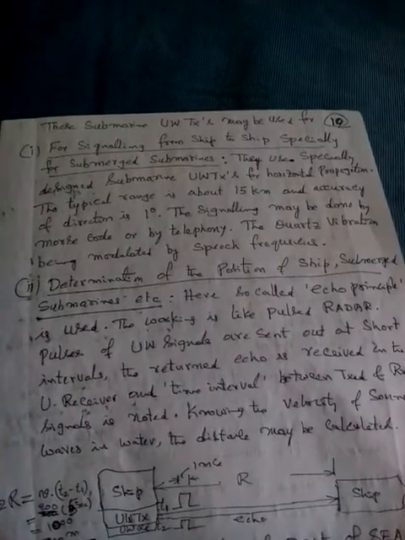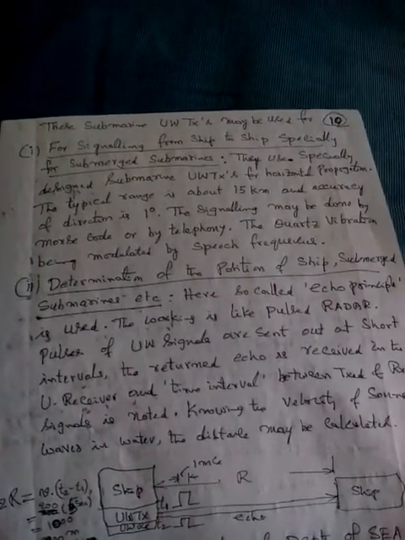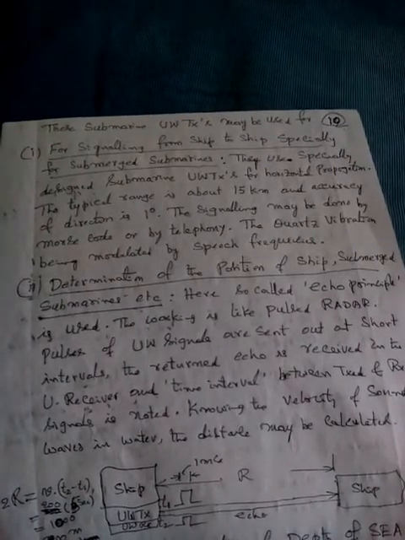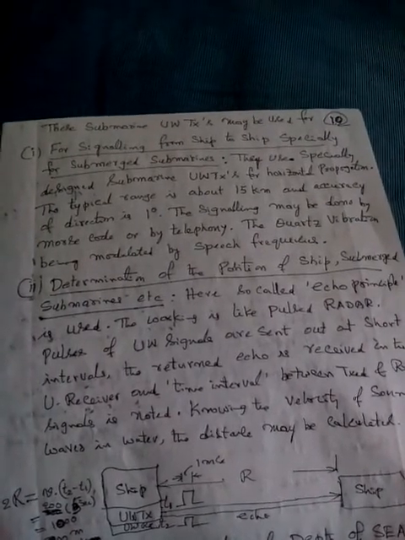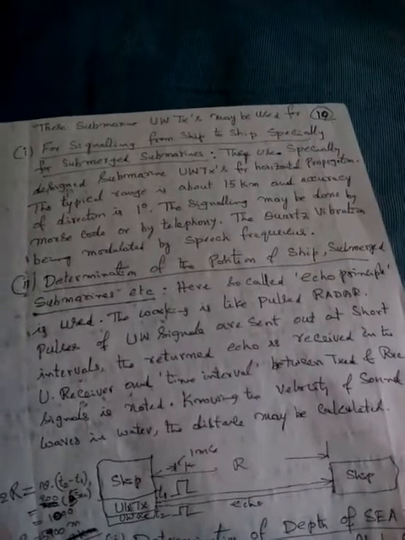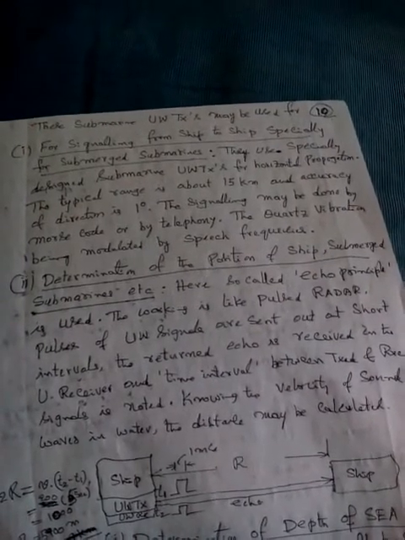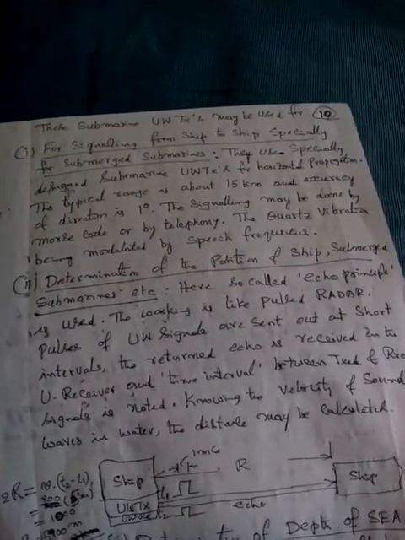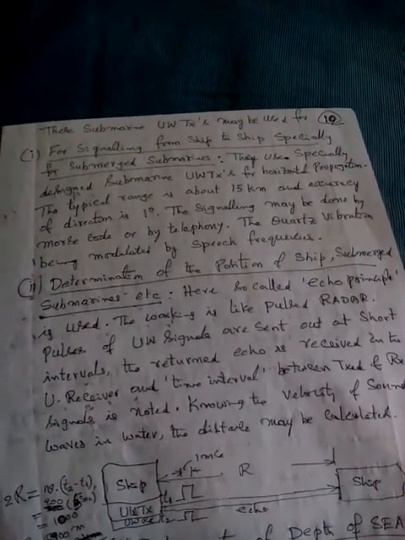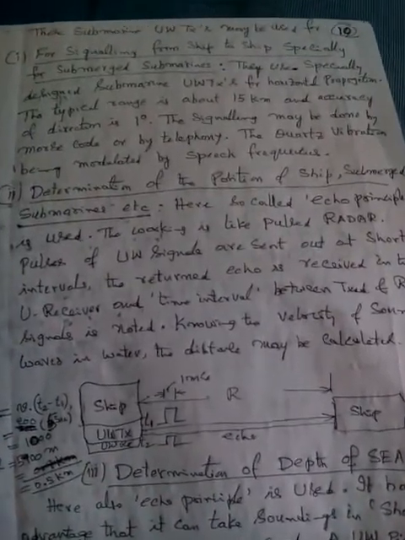pulses of ultrasonic wave signals are sent out from the transmitter at short intervals, maybe 1 millisecond. The return echo is received in the ultrasonic receiver, and the time interval between transmitted and received signals, T2 minus T1, is noted. Knowing the velocity of sound waves in water, the distance may be calculated. You can note down the diagram.